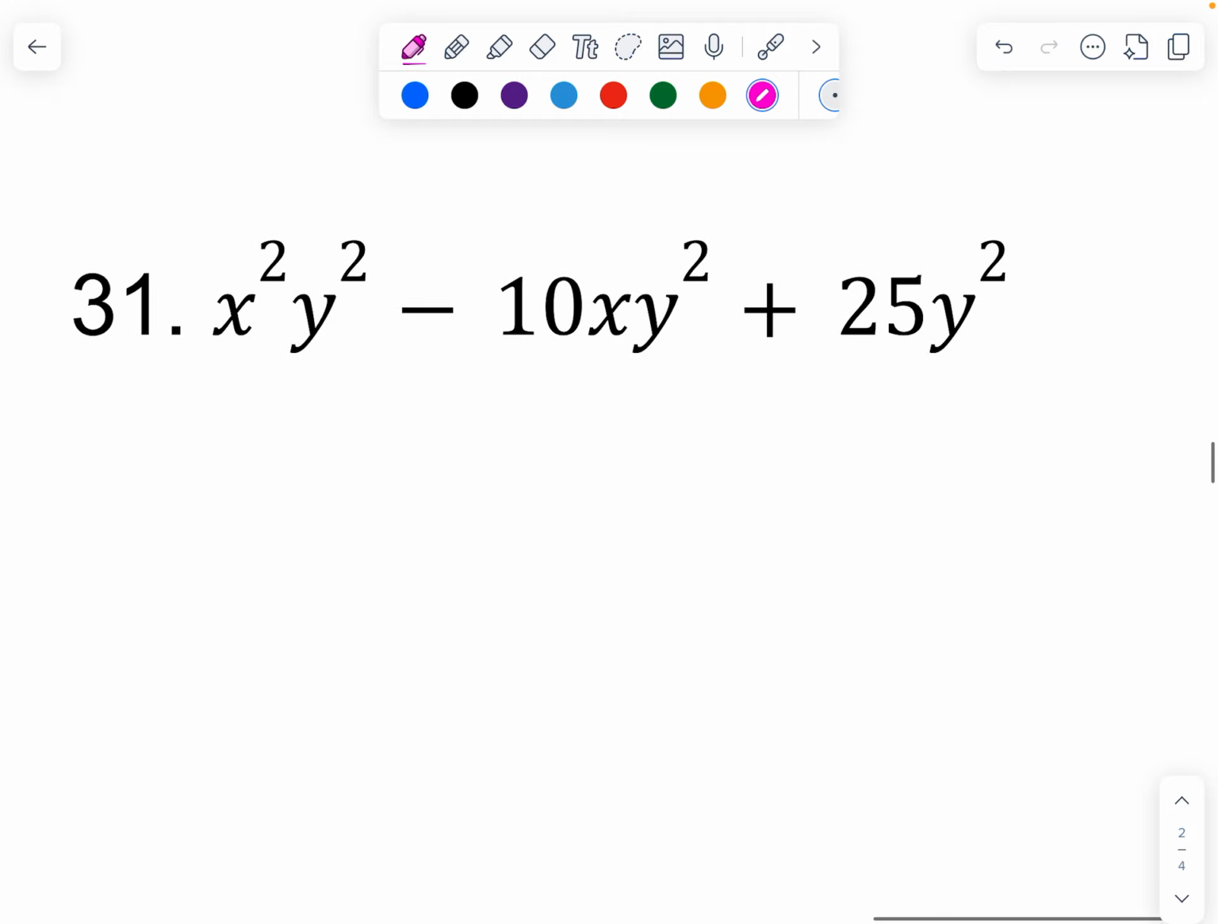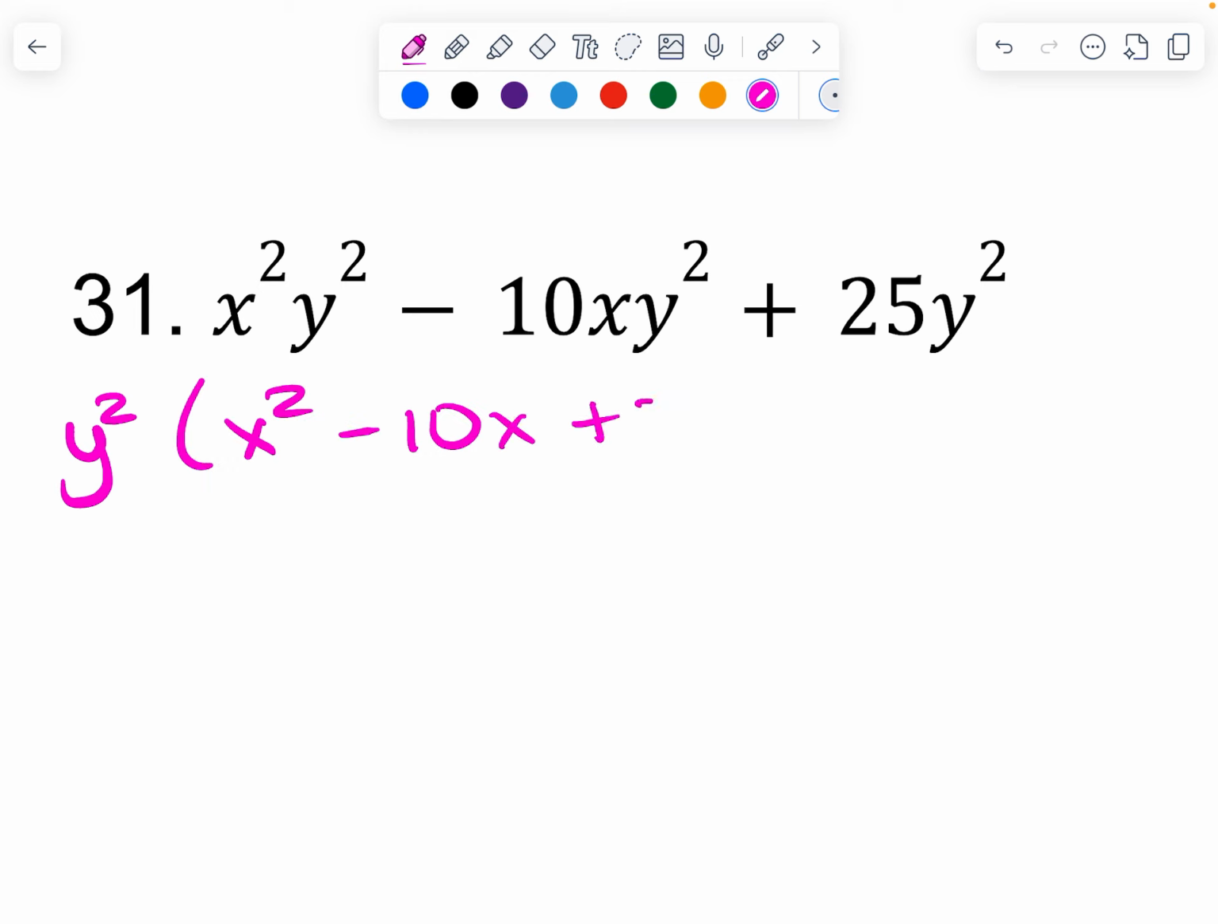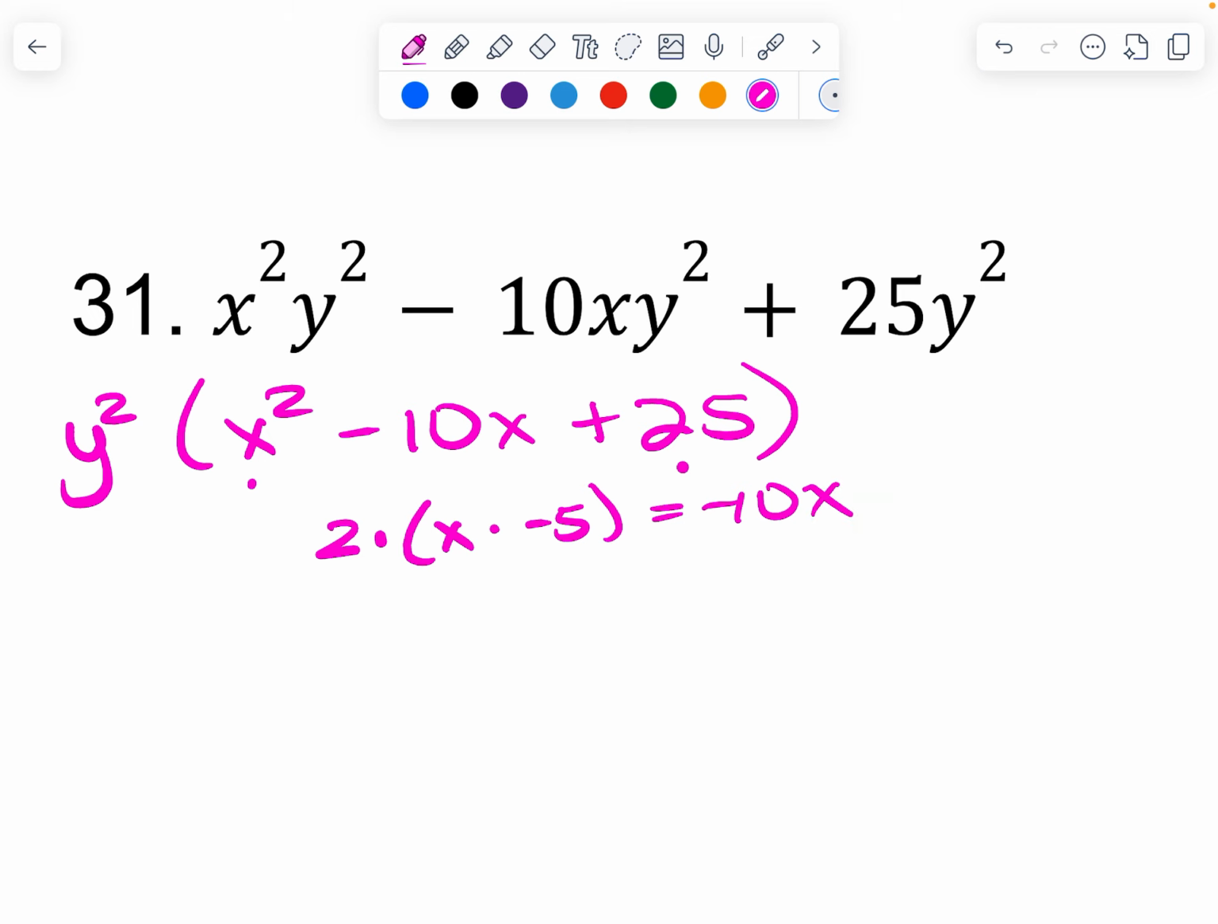This one, common factor is a y squared, so I have to take that out first. What are the factors of 20? Oh, perfect square, 2 times x times negative 5. Will that get us a negative 10x? Yes, it does. So that means that this is x minus 5 all squared.